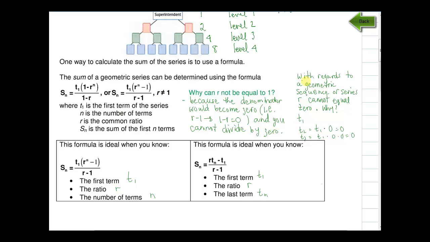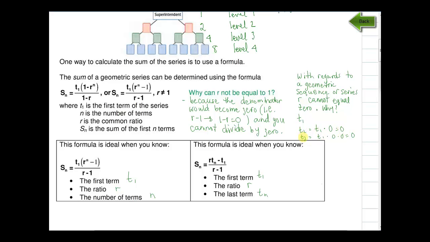Another thing to keep in mind, with regards to a geometric sequence or series, r cannot equal 0. Why is that? Let's take a look. Our first term we're going to call T1. If I want to build up a geometric sequence, then I would have to take my first term and times it by my common ratio. If my common ratio is 0, then to get my second term, I would take my first term and times it by 0, and 0 times anything is 0. So you can see your term 2 would be 0.